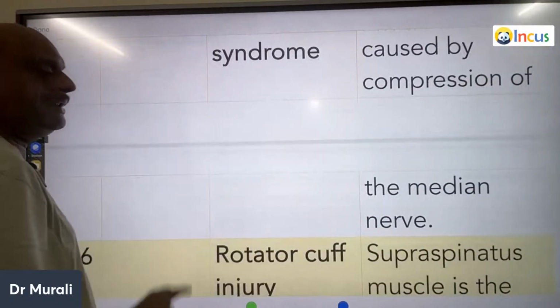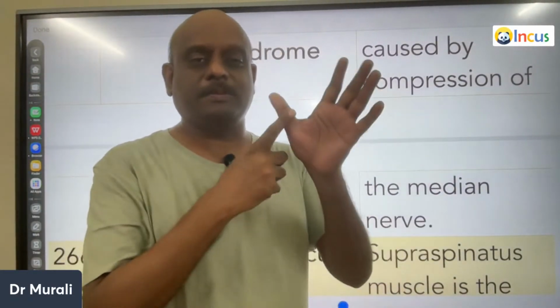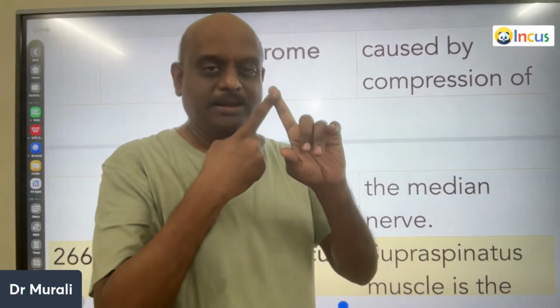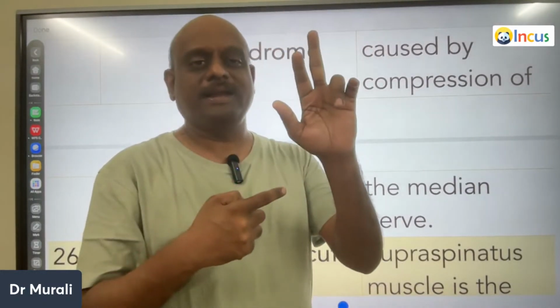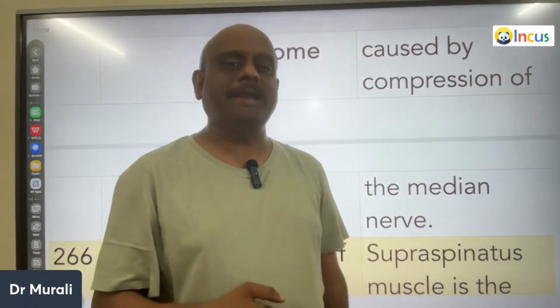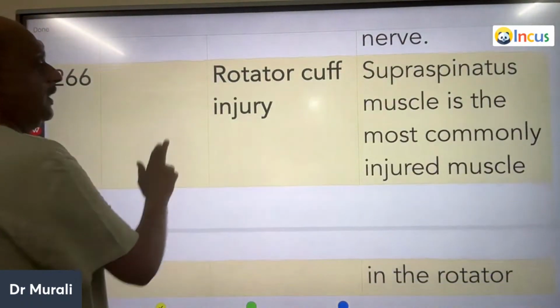And in carpal tunnel syndrome, compression of which nerve occurs? Median nerve. Median nerve supplies thumb, index and half of the middle finger. Sensory supply is all by the median nerve, is what you should remember.